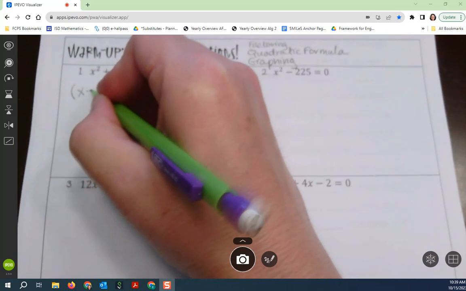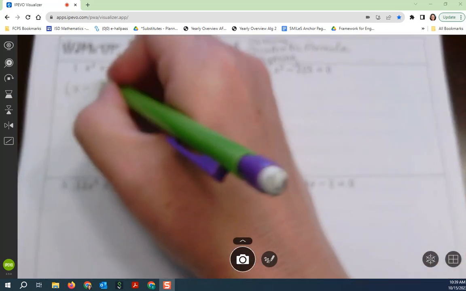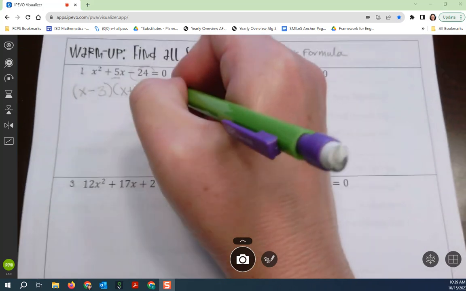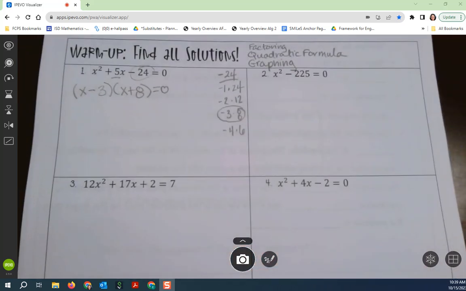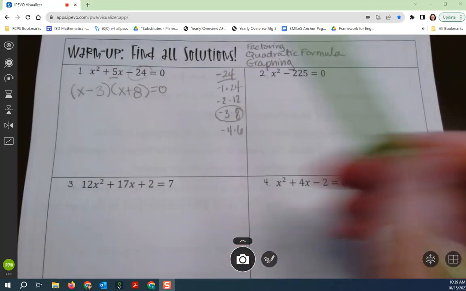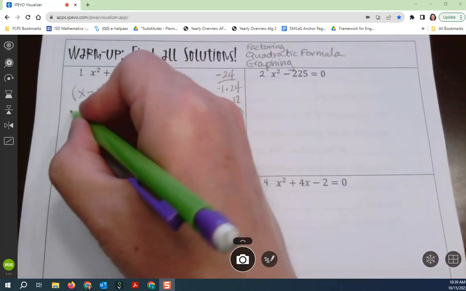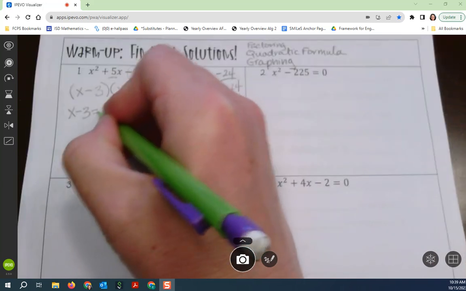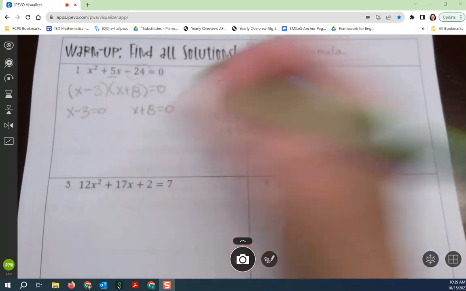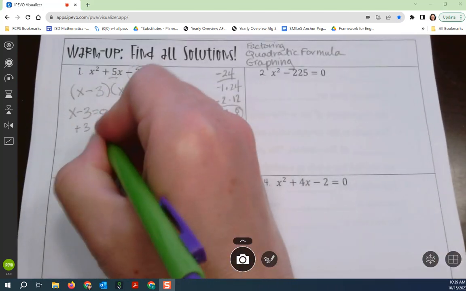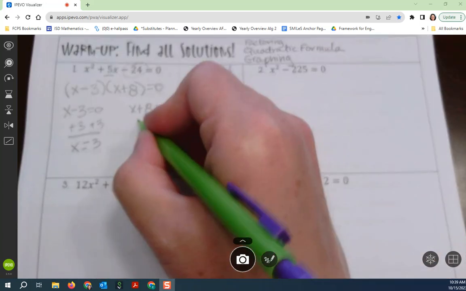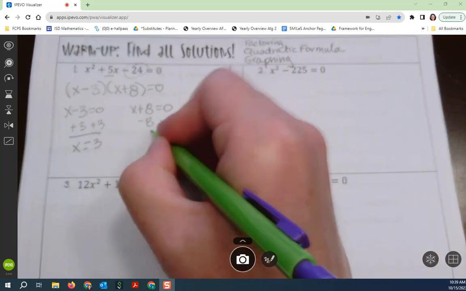And so you just write your factors. x minus 3 times x plus 8 equals 0, and then the zero product property tells you that if I multiply two things and the answer is 0, one of them has to be 0. So either x minus 3 could equal 0, or x plus 8 could equal 0. And solving those, we get x equals 3 and x equals negative 8.